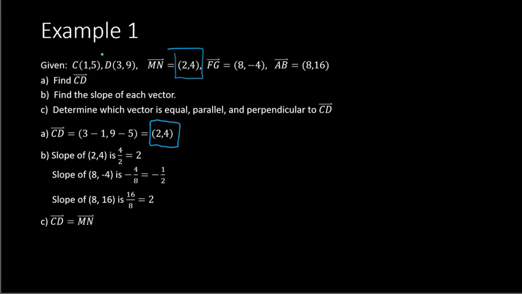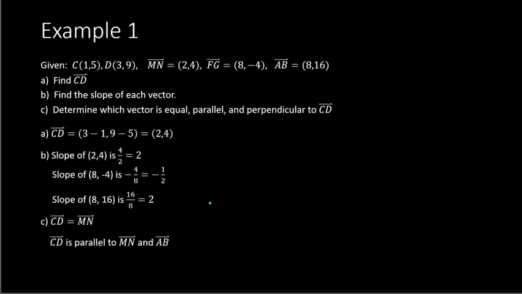So the slope of CD was 2. We already found that. So notice that MN would also have the same slope. So MN has the exact same point, so it's going to have the same numbers plugged in. So MN has the same slope. And then notice down here, 8, 16, that was vector AB. That also has a slope of 2. So vector CD, MN, and AB all are parallel.